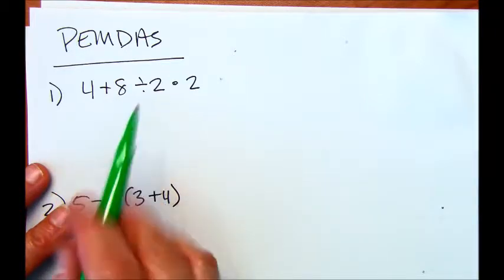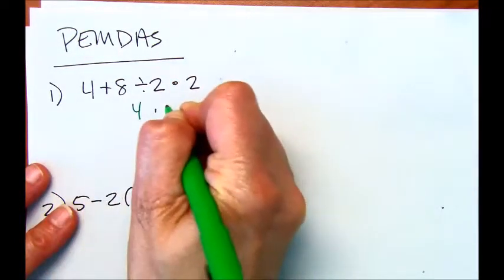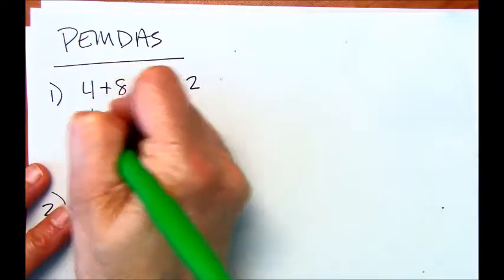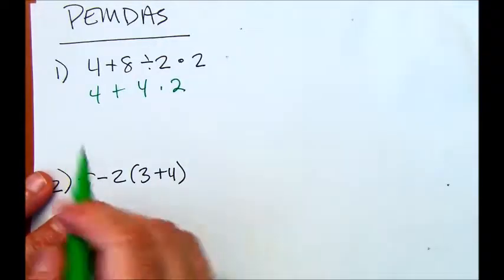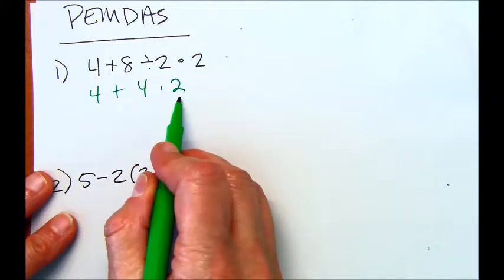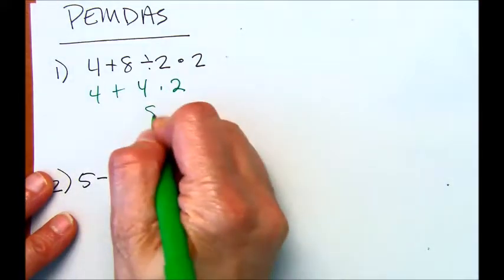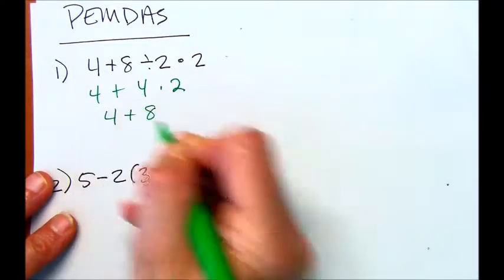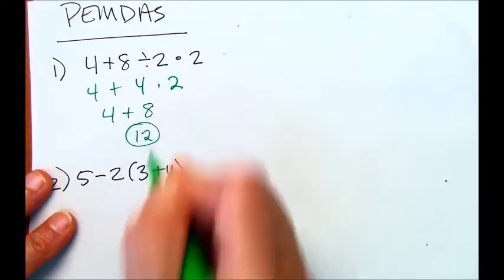8 divided by 2 is 4. 4 times 2. So I'm going to just bring down everything else. And again, I want to multiply before I add. That's going to give me 8. So 4 plus 8 should give you 12.